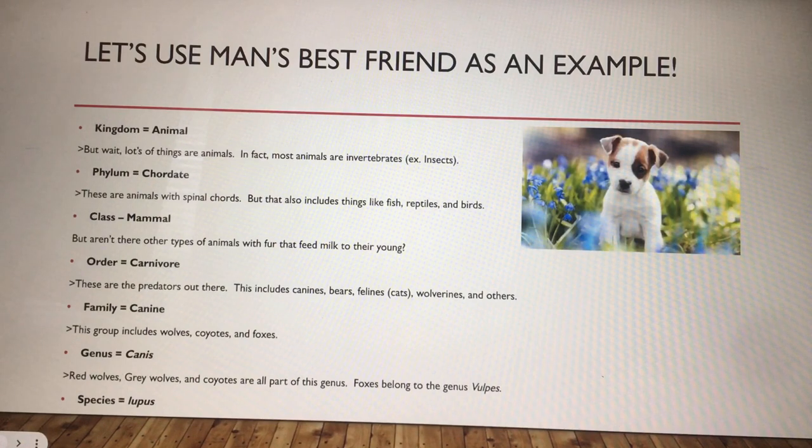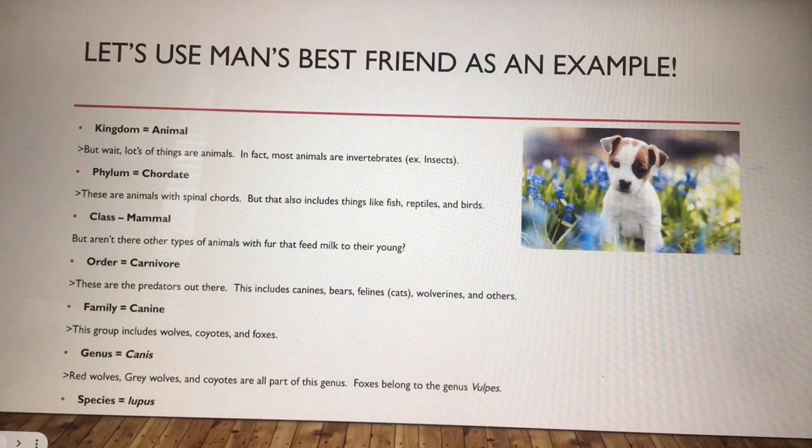The phylum is chordate, and I'll keep this really simple for now. Just think of animals that have spinal cords. So that eliminates the jellyfish and the insects. So now we have a more specific group that includes fish, reptiles, amphibians, birds, and mammals and such. But now we move on.